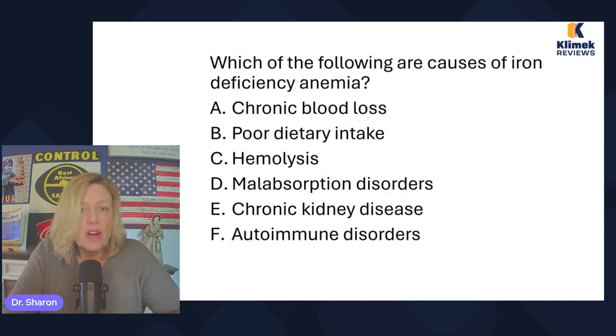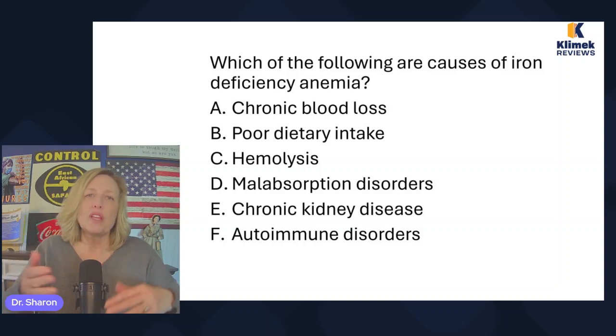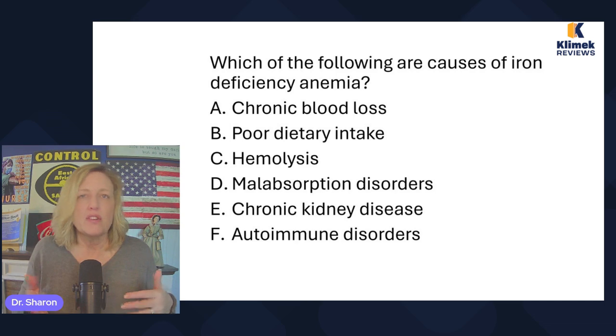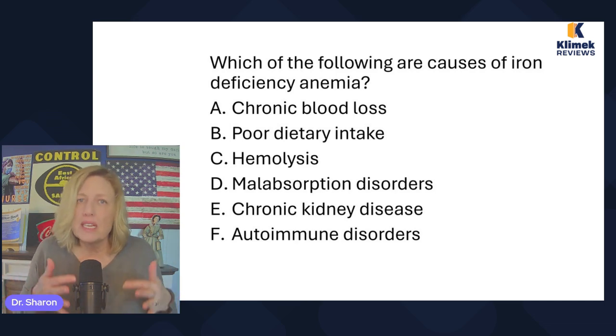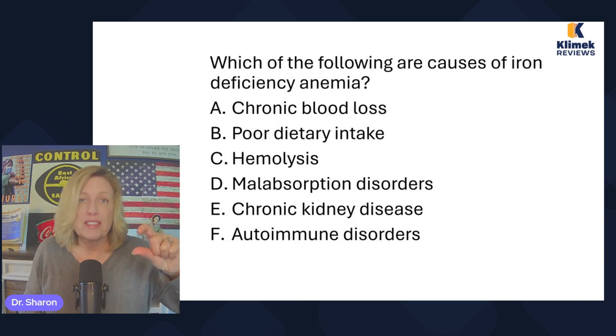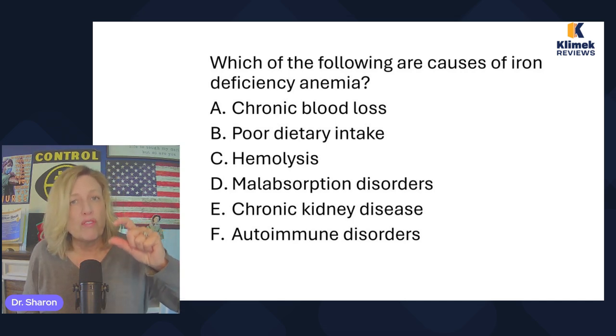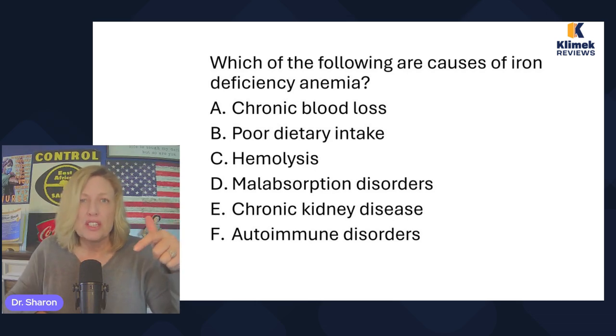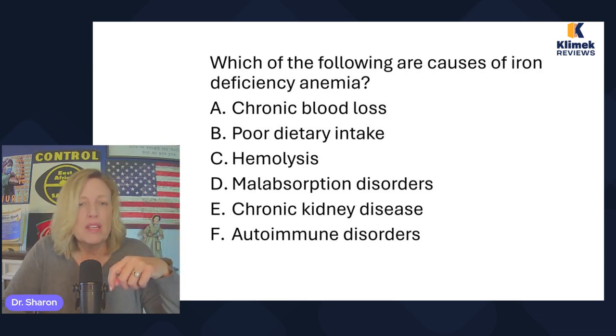Which of the following are causes of iron deficiency anemia? Chronic blood loss, poor dietary intake, hemolysis, malabsorption disorders, chronic kidney disease, or autoimmune disorder. So let me teach you how to answer questions where they ask about causes or risk factors or even symptoms, and it's a SATA question. What you want to do is take each answer and relate it back to the question itself. This prevents you from overthinking or forgetting what you're being tested on, and you're answering the question that's being asked. So, chronic blood loss is a cause of iron deficiency anemia.